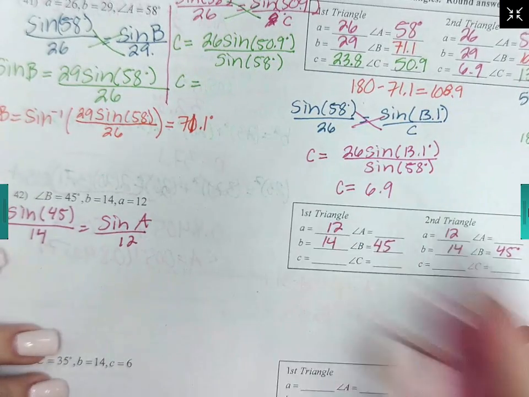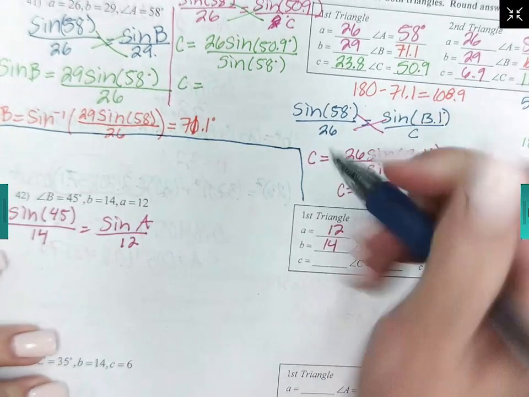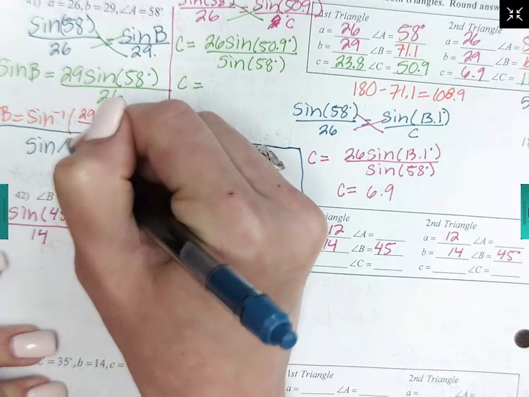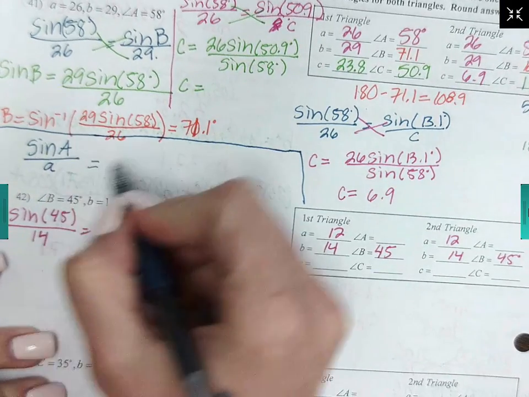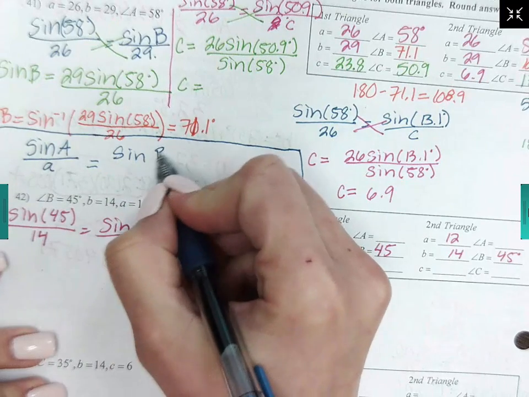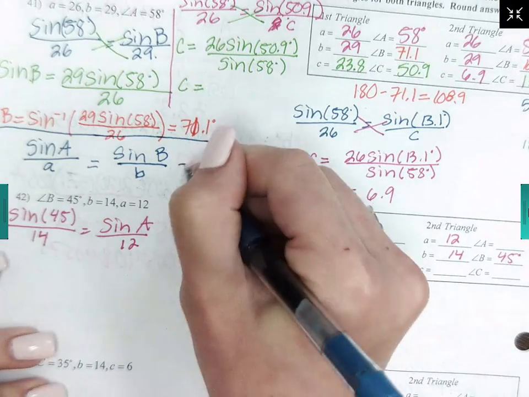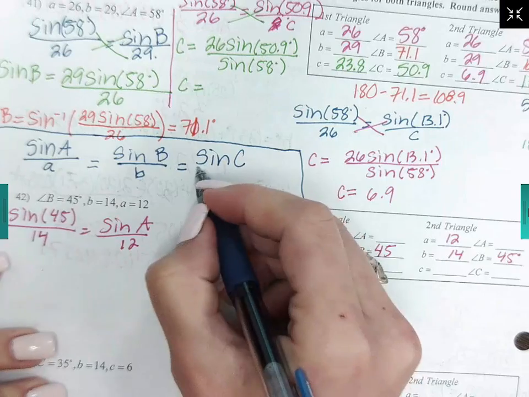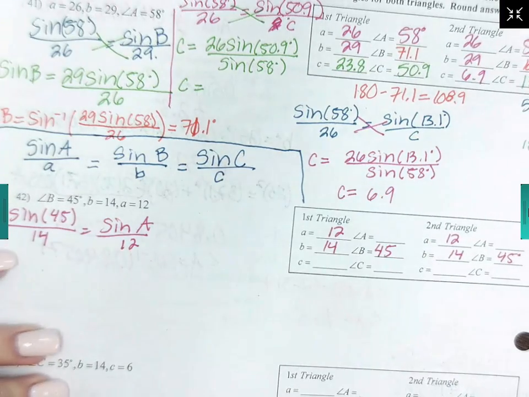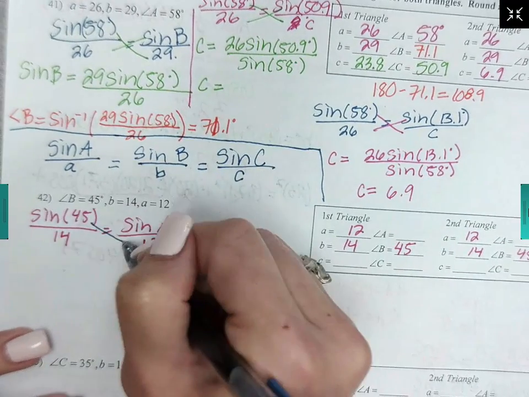Let me write above here, I'm just going to do a little note of the law of sines in case some of you guys have forgotten it. The sine of A, and that's angle A, over the side opposite it, which is little a, is equal to the sine of big B, which means angle B, over the side opposite that, which is little b, and that's also equal to the sine of angle C divided by the side that's opposite that, which is little c. Okay, so now let's cross multiply these two.